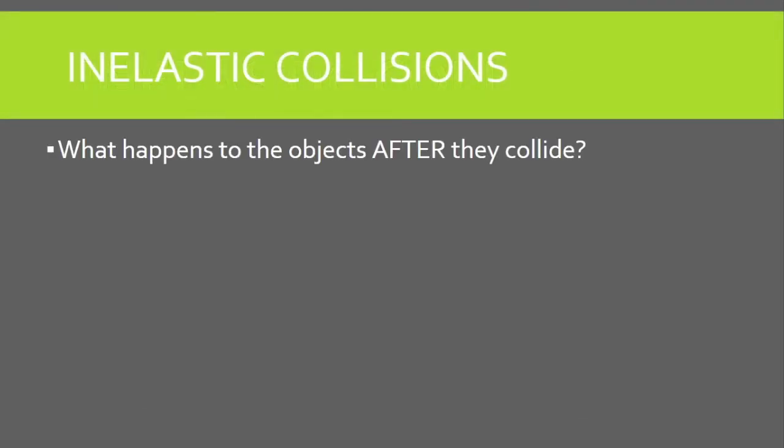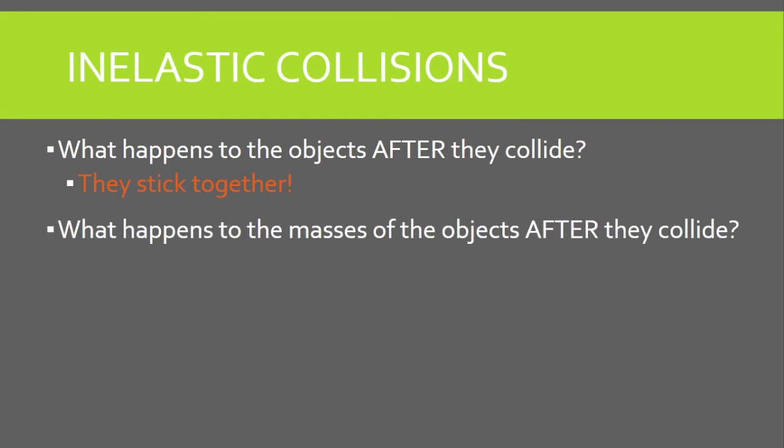So what happens to the objects after they collide? Well, we saw on the last slide that after they collide, they stick together. And that's what inelastic collisions are. They're collisions where two objects end up sticking together in the end. What happens to the masses of the objects after they collide? Well, if they're stuck together, we can argue that now it's just one giant object. So the masses are added together.